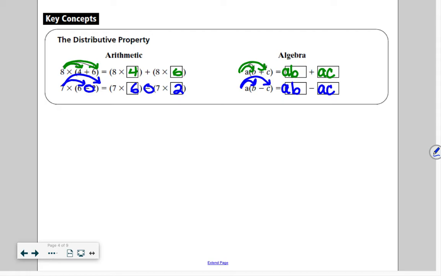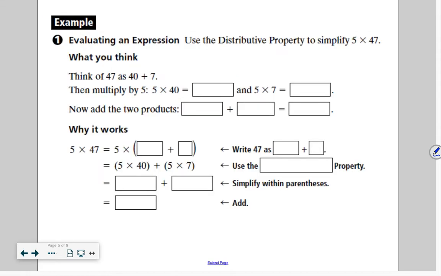8th graders use the distributive property nearly every single day. Theirs, however, includes variables, and actually that's what 7th graders are doing today. They're doing the distributive property as well. They're reviewing it, but they're also getting introduced to doing it with variables as well.